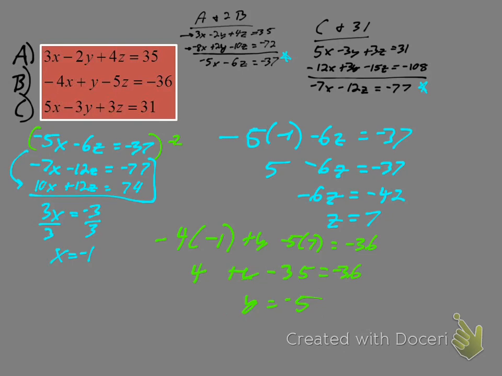Last step, as you do with ordered pairs in substitution, you write them in ordered triples. X, Y, Z. All right? So negative 1, negative 5, 7.